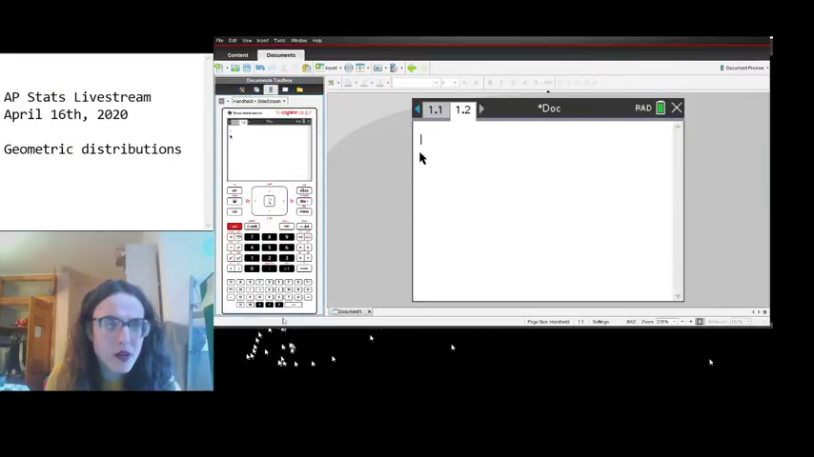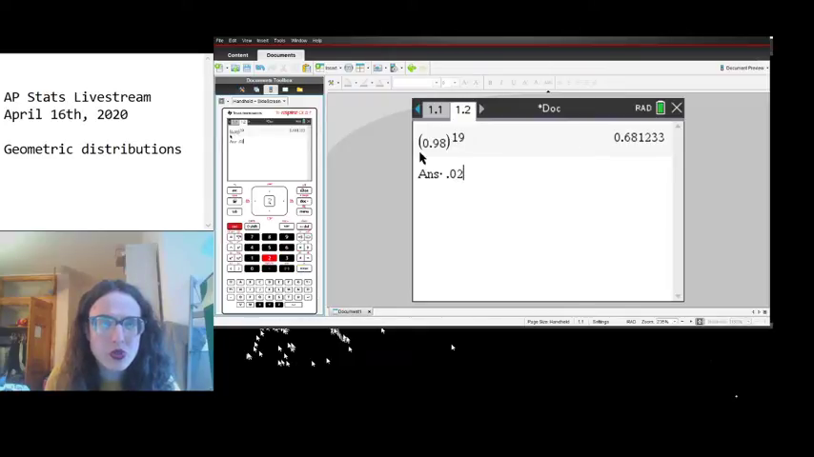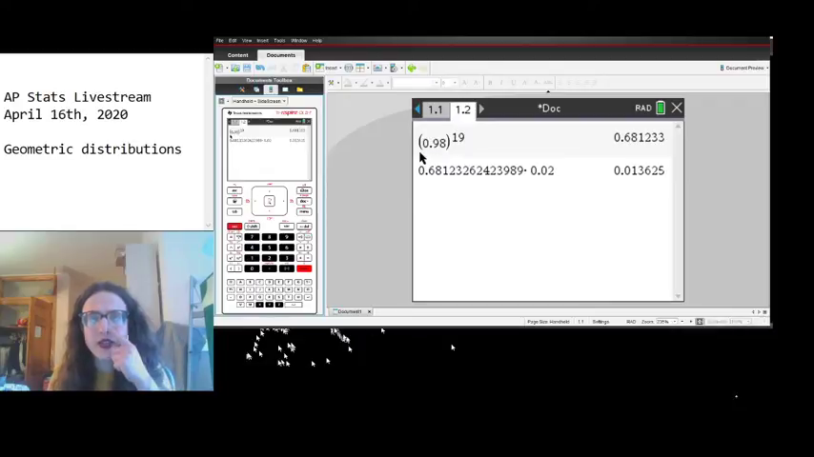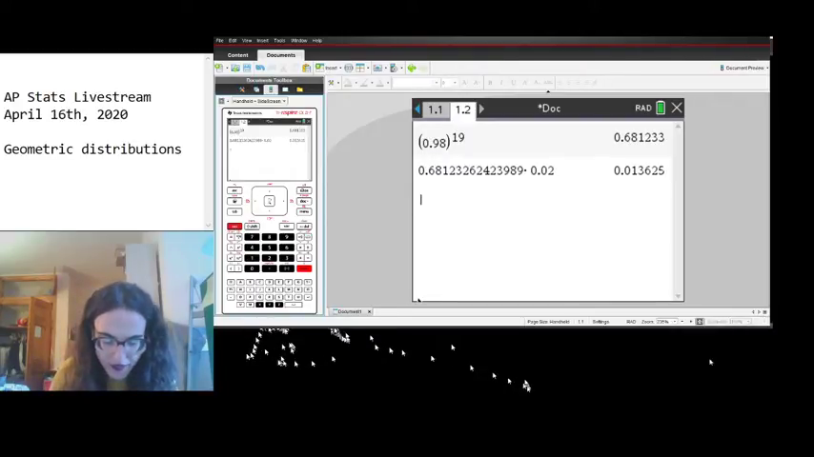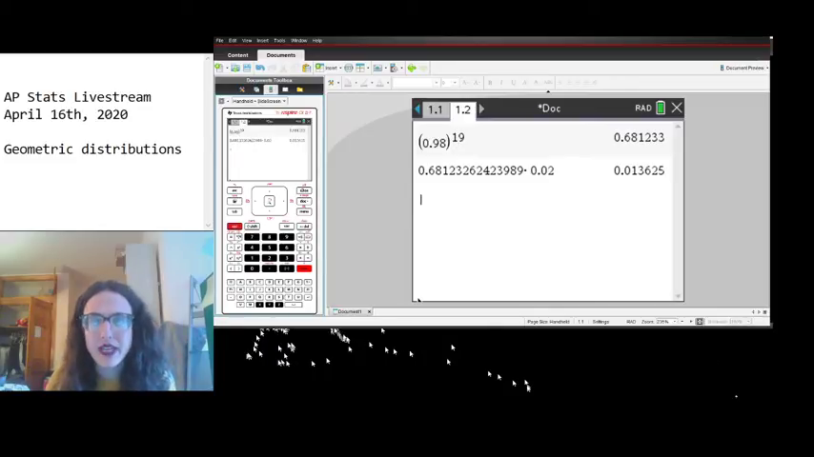Okay, so our problem was 0.98 to the 19th power, and then we'll multiply that times 0.02. And our answer is there is about a 1.4% probability of this happening.